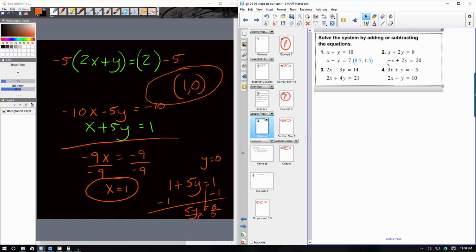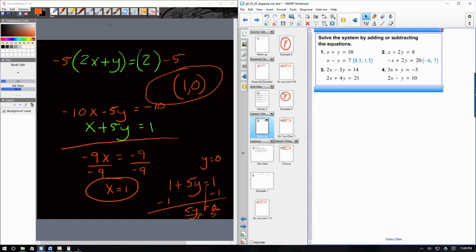For this one, the x's will cancel out, and I'll have 4y equals 28. And then I'll have to divide 28 by 4, and you'll get 7. And if I plug this back in, 14, so x plus 14 equals 8. We'll have to subtract 14, and I get -6 for my x value.